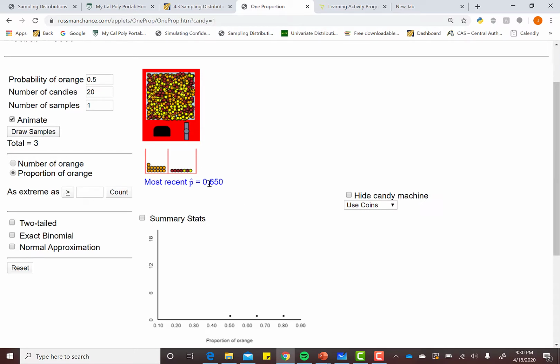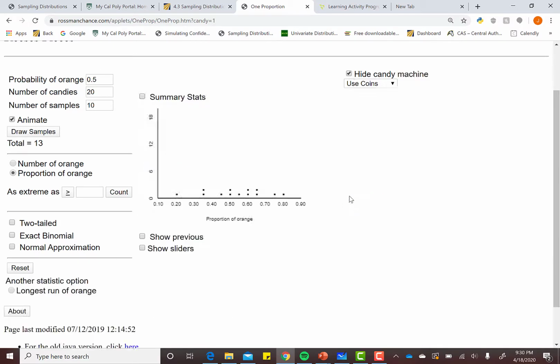This sample proportion is 0.65. I'm going to simulate this process 10 times. We randomly select 20 candies and we plot this sample proportion. Now, in order to make this go faster when I do a bunch of simulations, I am going to hide this candy machine and I'm not going to animate this stuff. I'm going to do this on a mass scale. So imagine 1,000 samples. We took 1,000 packs of Reese's Pieces and found the proportion that were orange. I'm just simulating this process over and over again.